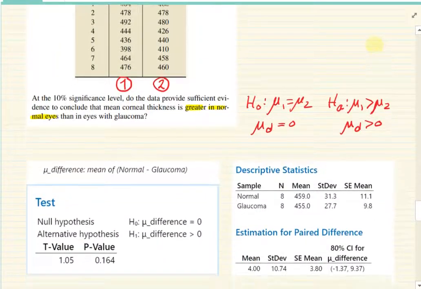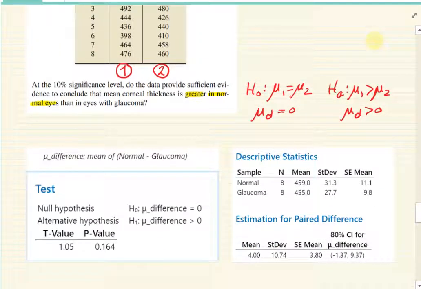And there you go, going forward. Remember, we just run these in Minitab. So, the average thickness, right in here, positive 4. Remember, a positive number means thicker corneal thickness for the normal eye. So, on average, the eyes that are normal are about 4 micron, that's 4 times 10 to negative 6 power, thicker than the eyes with glaucoma.